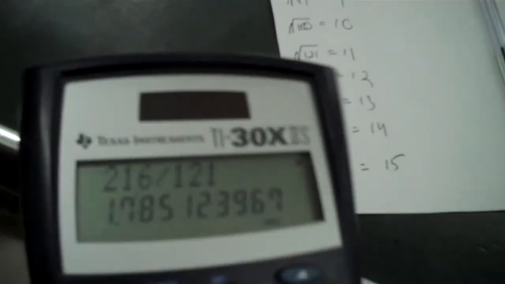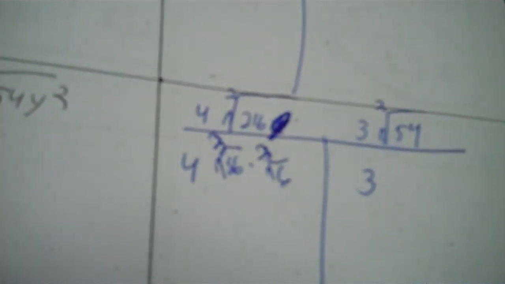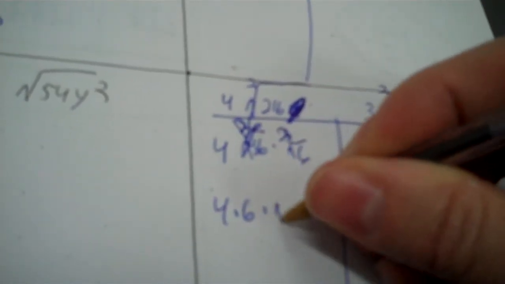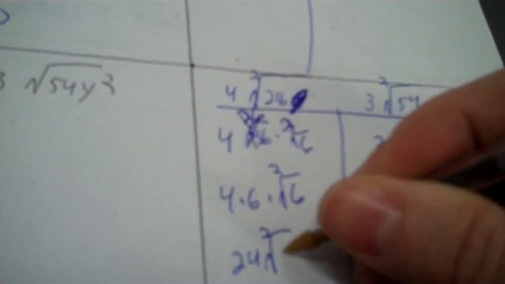I'm going to cheat a little bit, okay? Divide by 36, and that's what we have. So I would rewrite that as 36 times 6. And they're 2's, okay? So that becomes a 6, so I have 4 times 6 times the square root of 6, and that's 24 square root 6.